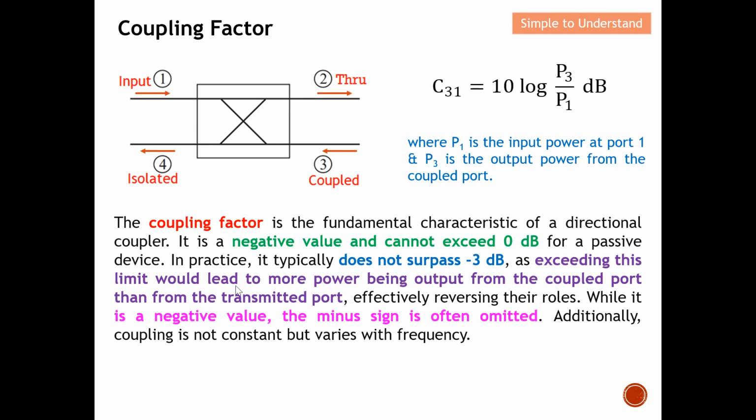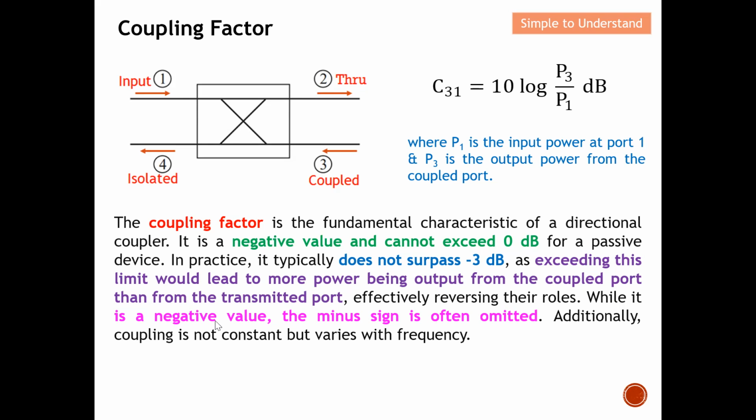As this limit will lead to more power being output from the coupled port than from the transmission port. So in short, what it means here, like I mentioned earlier, is that most of the energy should be going through to port 2, or at worst case, an equal amount will be sent to port 2 and port 3. We will not want to send more power to port 3. As I illustrate, we prefer to send more of the power to port 2. So basically, this is what it means. If this actually exceeds 3 dB, then it will be like a reversal of roles. So this is actually not desired.